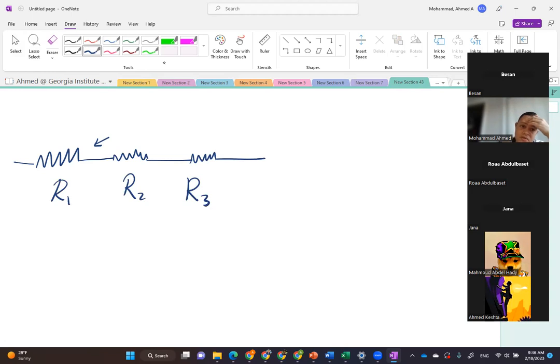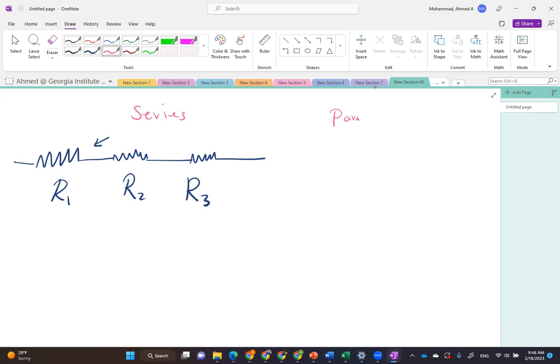Do you know what this connection means? I'm going to give you choices. This is going to be a series connection or a parallel connection. Series. Perfect. This is a series connection. What about if I connect the resistance like this? Parallel. This is going to be a parallel connection, right?